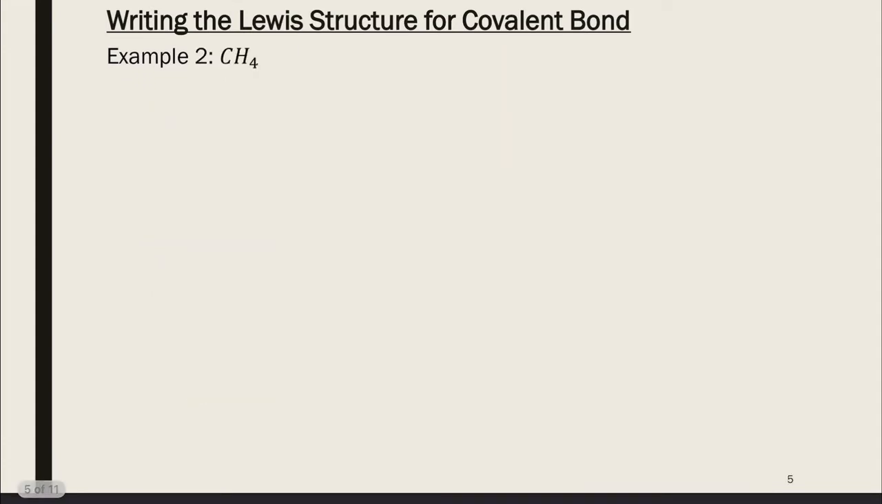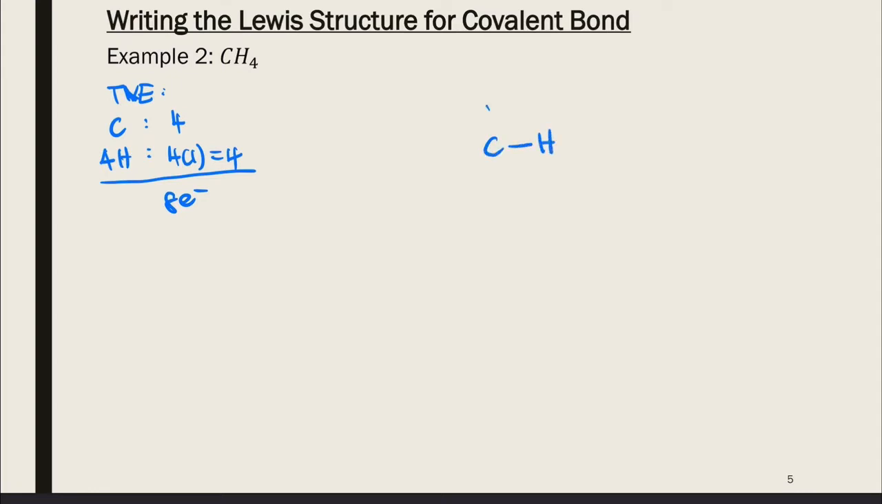We will repeat the same step for the second example, example 2. So we calculate the total valence electron for CH4. So we have 1 atom carbon and 4 atom hydrogen. So the total valence electron for CH4 is 8 electron. And then we draw the skeletal structure. C will become the central atom, because H will not become the central atom.